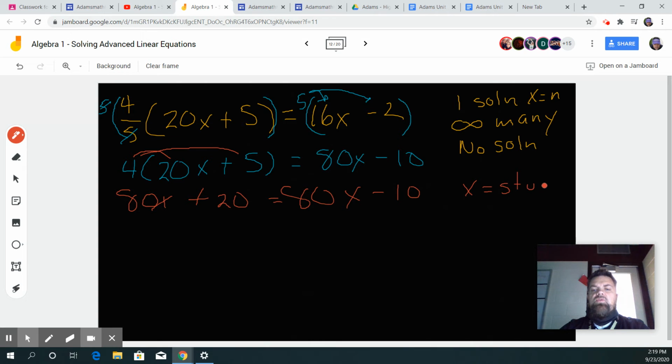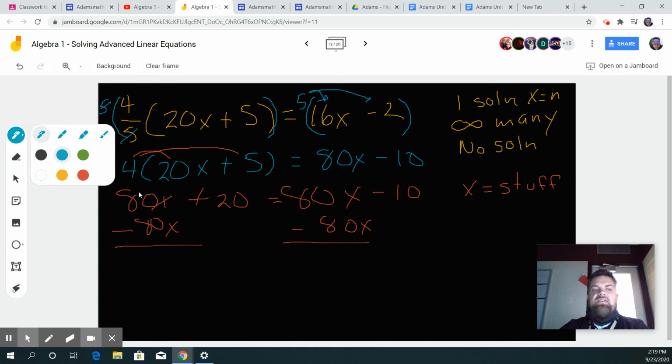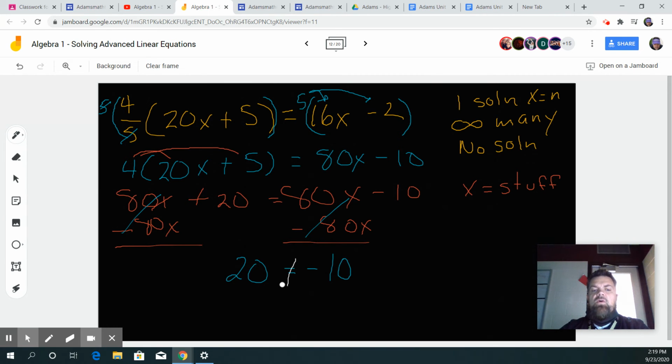So now I need all the x's on one side and all the other stuff on the other. So I'm going to have to move one of my x's. I'm going to move this 80x over to the other side by subtracting 80x. Whatever I do on one side, I got to do on the other side. But what happens? Yeah, this is 0 and this is 0. So I'm left with 20 equals negative 10. Now, is that a true statement? No, this is false.